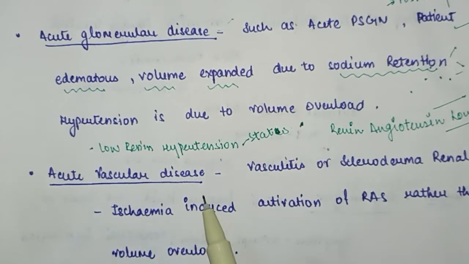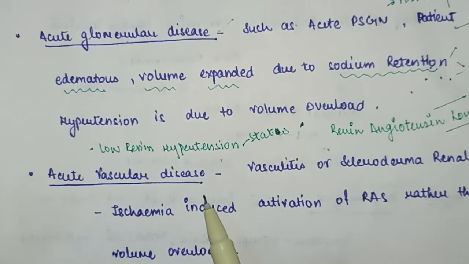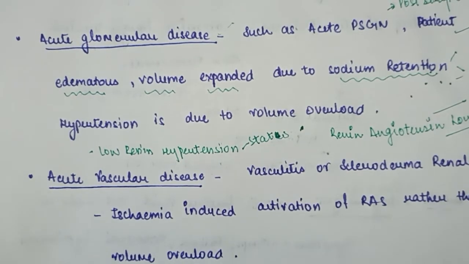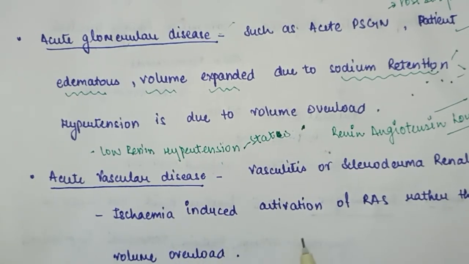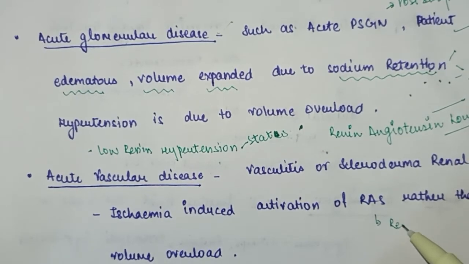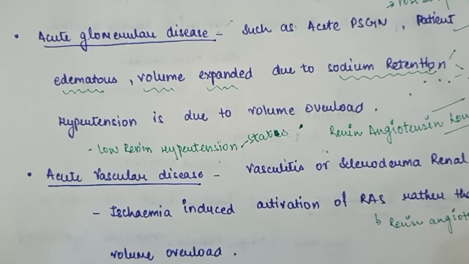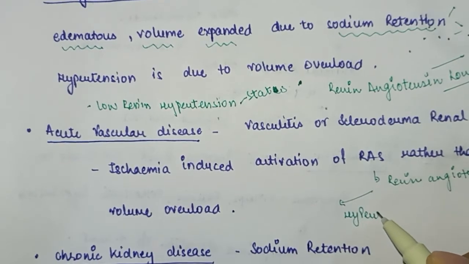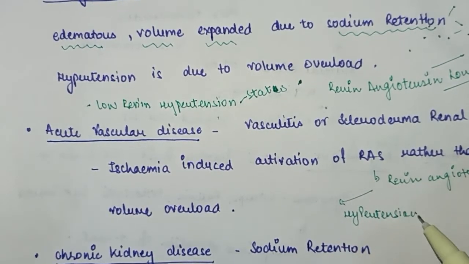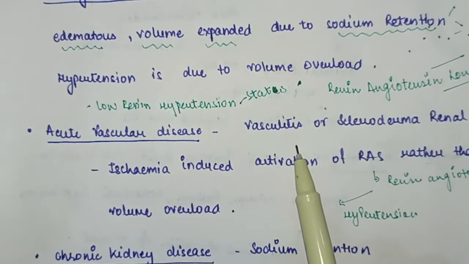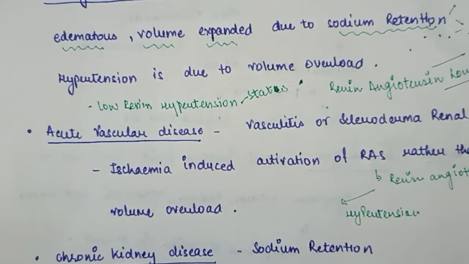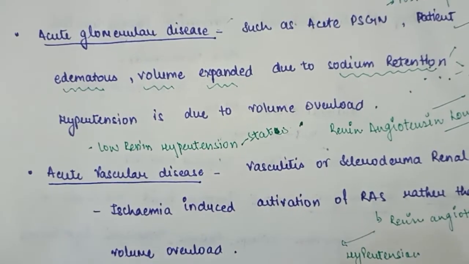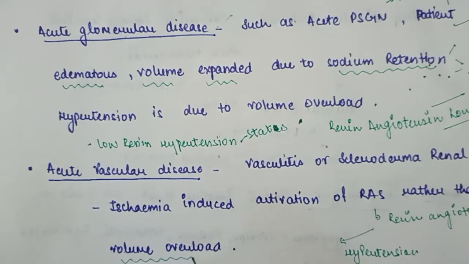In case of acute vascular diseases such as seen in scleroderma renal crisis or vasculitis, there is ischemia which induces the activation of the renin angiotensin system. That results in hypertension. So in acute vascular diseases, there will be ischemia which leads to activation of RAS, which results in hypertension. There is no volume overload in acute vascular diseases.